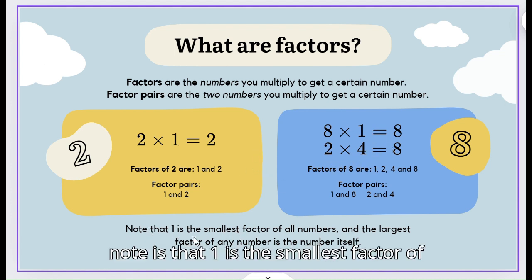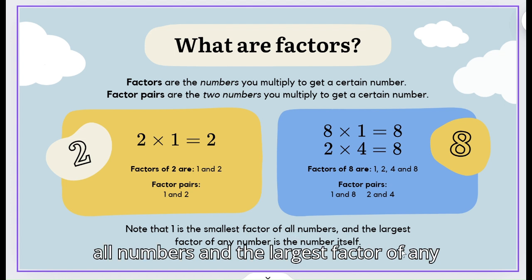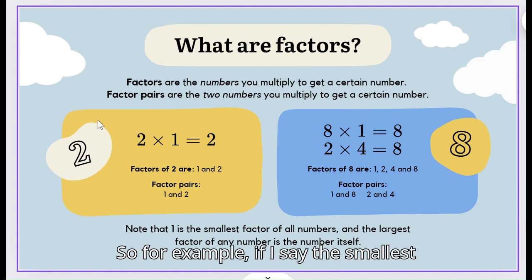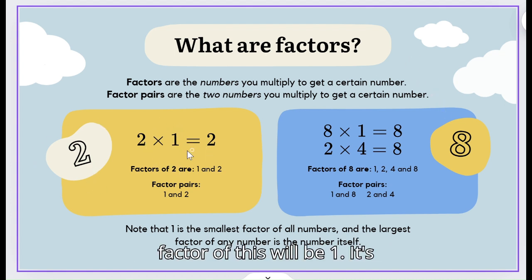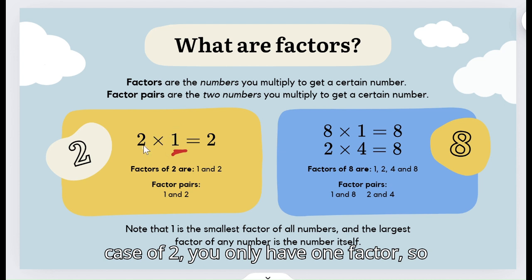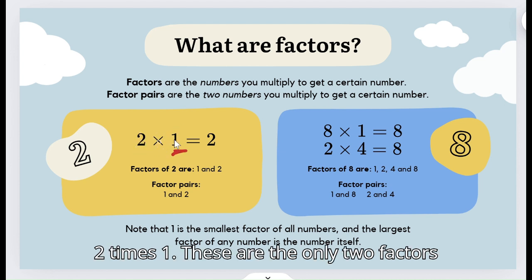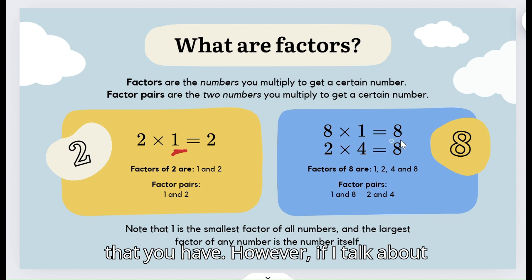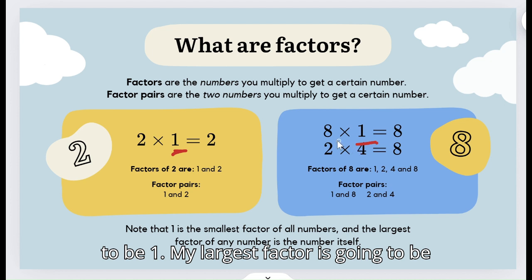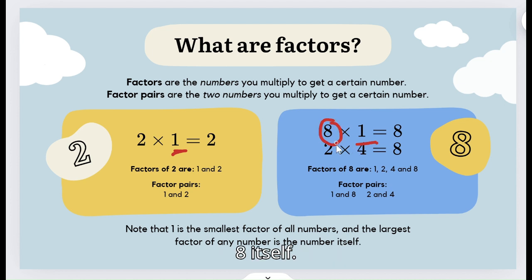The note is that 1 is the smallest factor of all numbers and the largest factor of any number is the number itself. So in the case of 2, you only have the factors 1 and 2, so 2 times 1. These are the only two factors that you have. However, if I talk about 8, my smallest factor is going to be 1. My largest factor is going to be 8 itself.